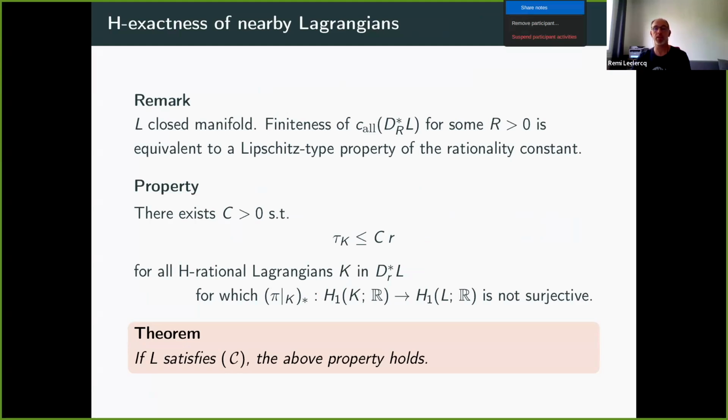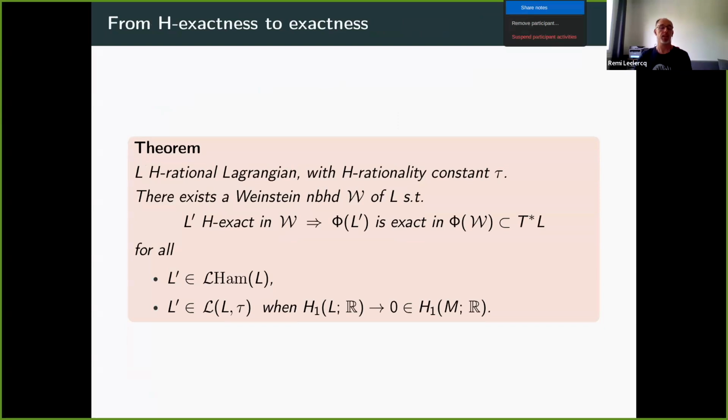So this is the proof of the second theorem, and if you are okay with that, I will give you elements of the proof of the third theorem. So the third theorem was going from H-exactness to exactness, right? We have this H-rational Lagrangian again, and I'm saying there exists a Weinstein neighborhood such that if the Lagrangians you're interested in are there and they are H-exact, then when you see this situation inside the cotangent bundle by Weinstein's symplectomorphism, they're actually exact.